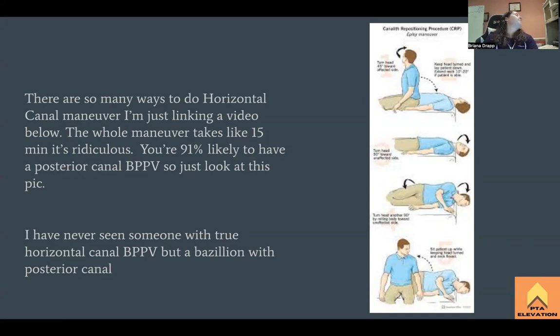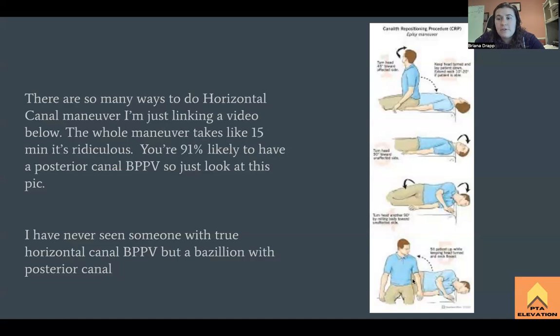So there's still an extension. And then you're going to wait for 30 seconds after the nystagmus stops. And then you're going to have them rotate onto their side, facing the ground. Hold that for another 30 seconds after the nystagmus stops. And then you'll have them sit up, and you're holding onto the patient as they sit up because you don't want them falling over, because they might get dizzy.